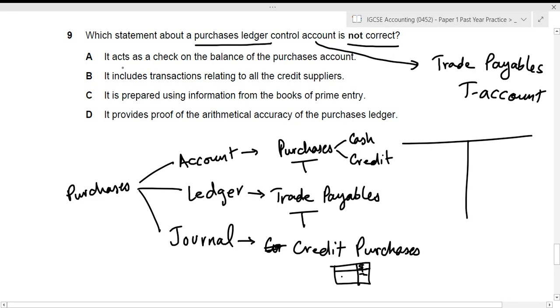Now, first option, it acts as a check on the balance of purchases account. One thing you should understand, in purchase ledger, we only record credit purchases because trade payable arises because of credit purchases, not all purchases. However, purchases account has both cash purchases and credit purchases. So purchase ledger cannot be a check on the balance of purchases as a whole because it's just for credit purchases.